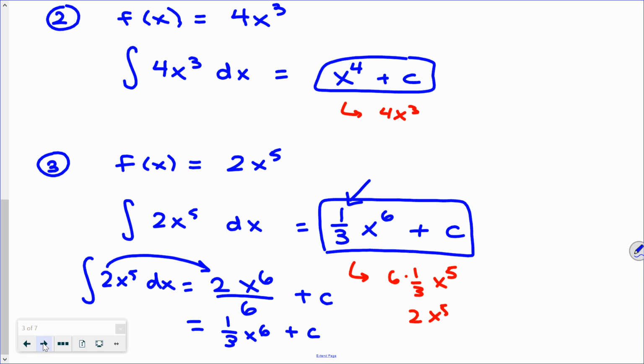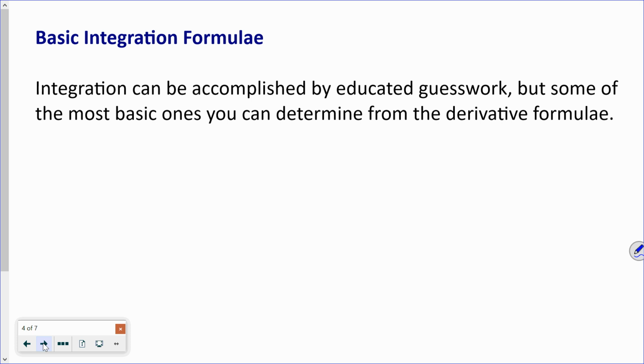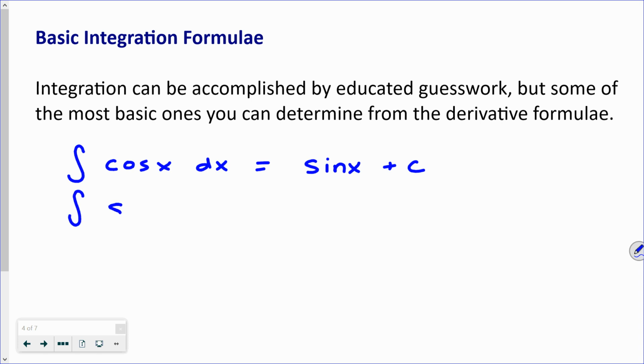To keep going with these notes, it's the basic integration formulas that we're going to want to know. It's basically the backwards version of all of the derivative formulas that we had to know. So for example, the antiderivative of cosine is sine, and that's because the derivative of sine is cos. The antiderivative of sine x is going to be negative cosine x.